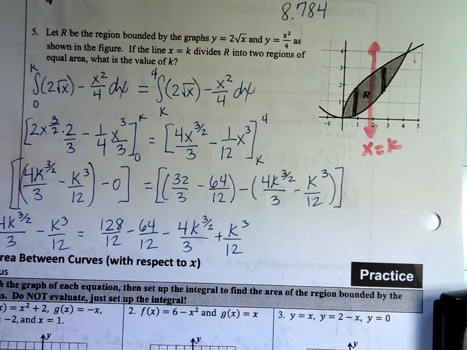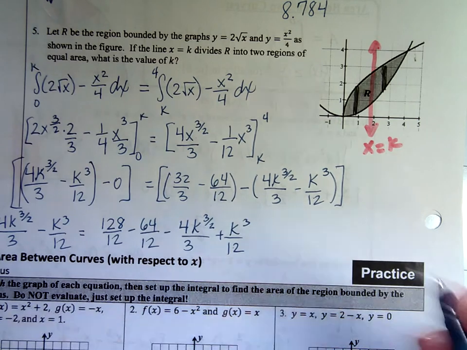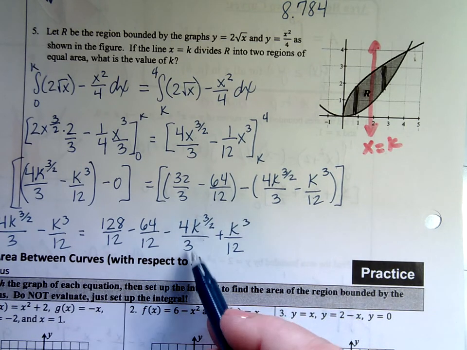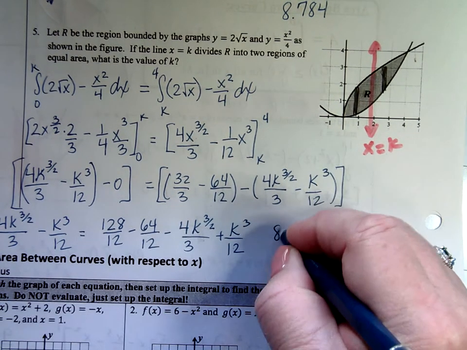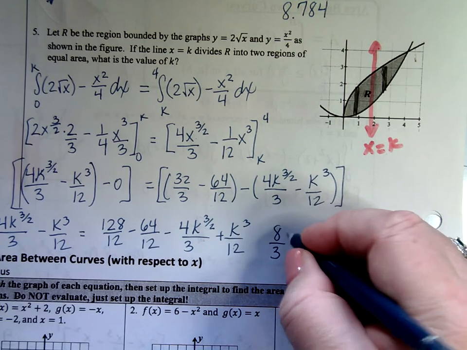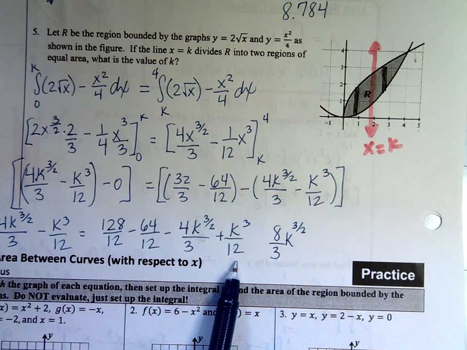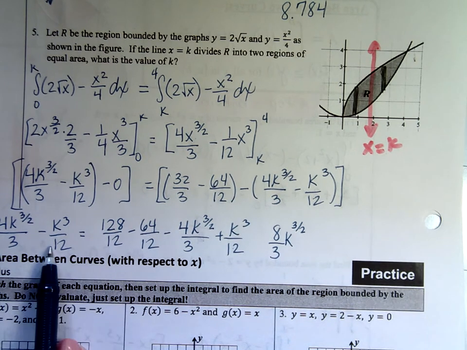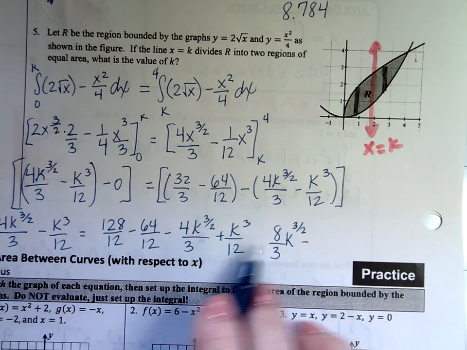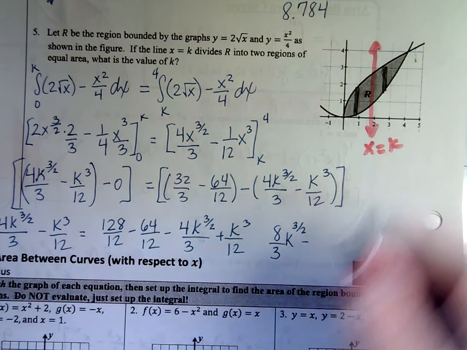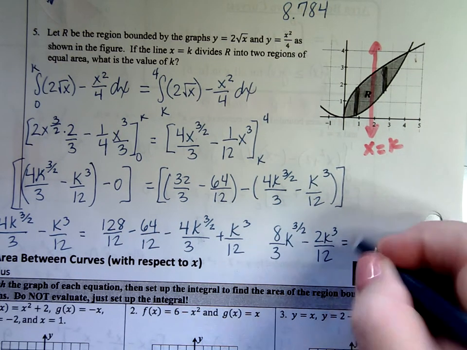Well, if I want to solve for k, I need to get all the k's on one side, right? So I'm going to take these k's and put them together. I'm going left. 4 thirds, it's going to turn positive. It's going to join up with the other 4 third guy. They become 8 thirds k to the 3 halves. K cubed over 12 comes over here, becomes a negative. So they join up, negative, and I'm going to have 2 of them, right? So I add them together, I get 2k cubed over 12, and they equal 64 twelfths.